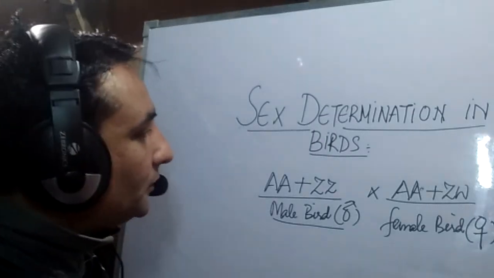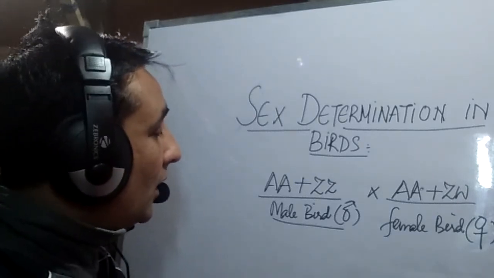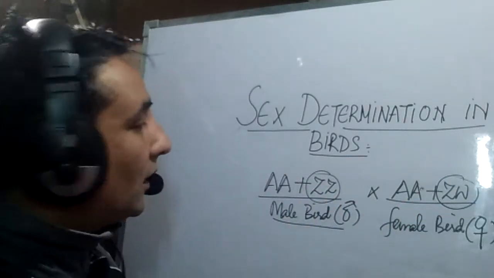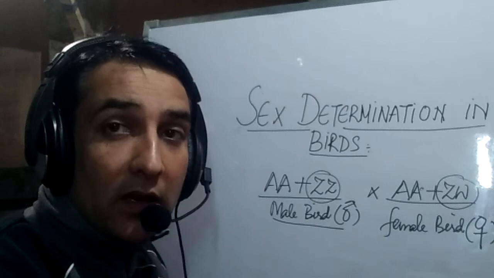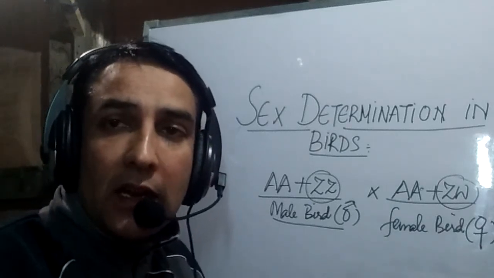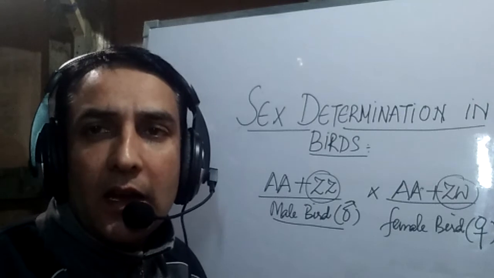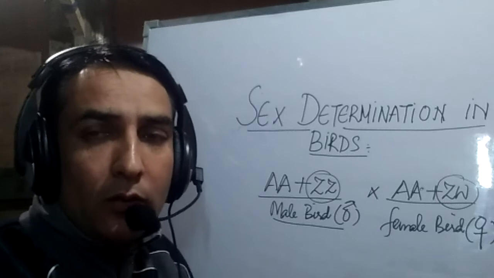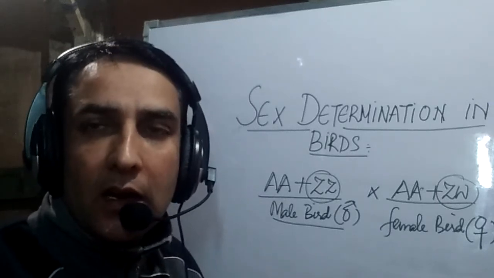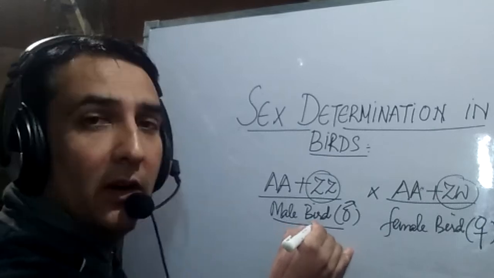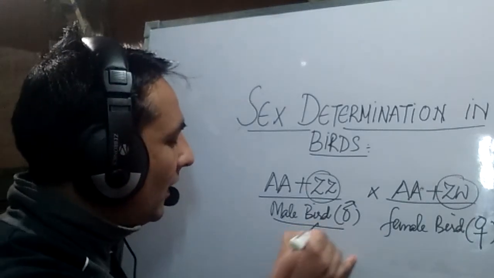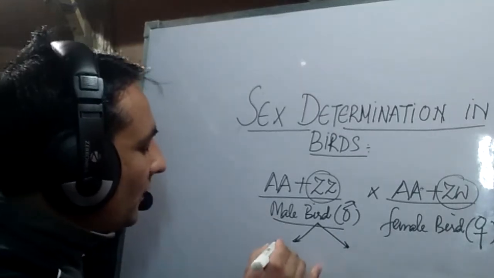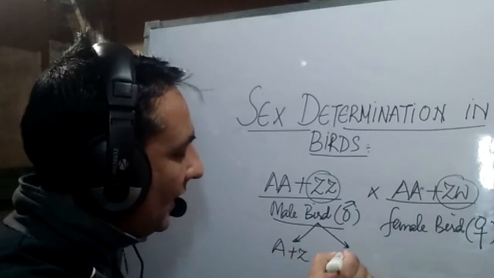After that, you will see when the sex is determined in these birds. First of all, we shall see what will happen in the gametogenesis process. This is a male bird, and this male bird will form gametes during spermatogenesis. It will form A plus Z and A plus Z.